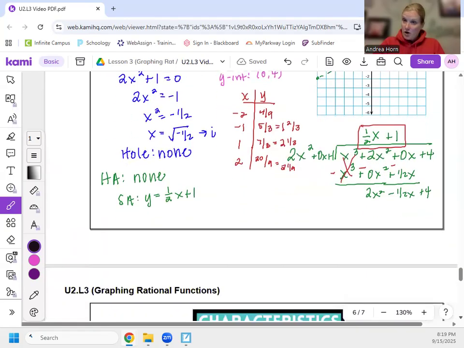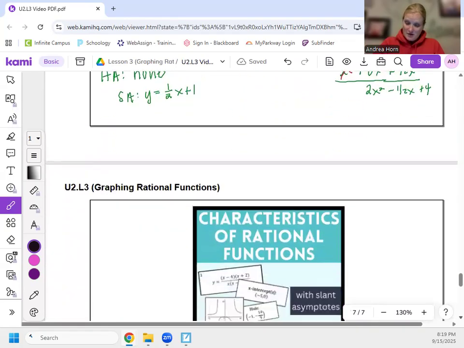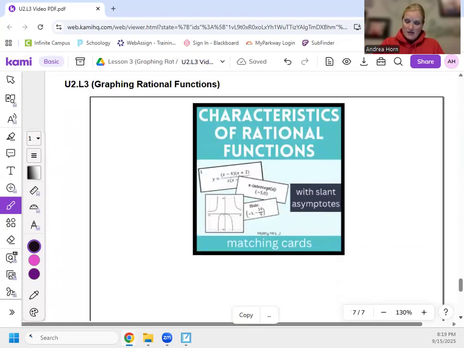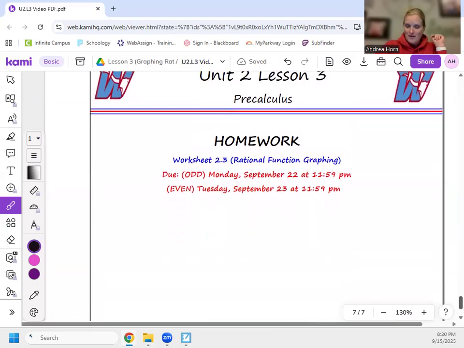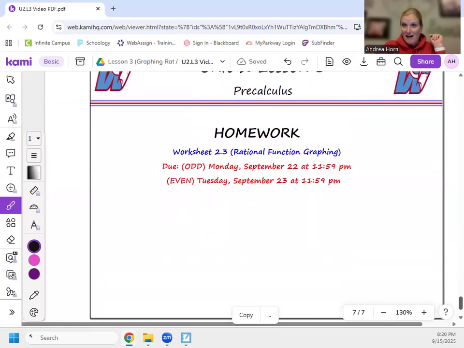Before you move on to your homework with a substitute, you and your table partner are going to do a card sort activity that sorts the equation, the factored form of the equation, and then the characteristics and the graph. When you get done with that card sort, show the substitute, and then the substitute will give you your homework. The homework today is going to be a worksheet. It's graphing. The substitute will give you that.